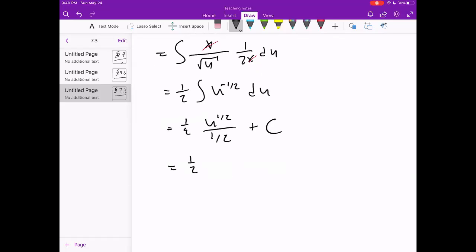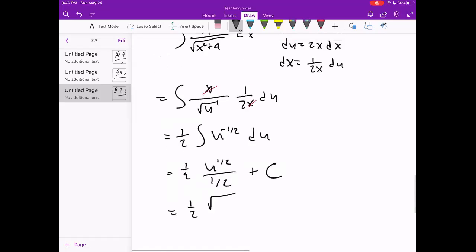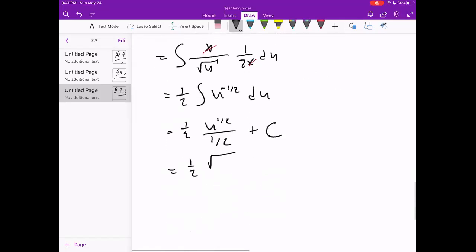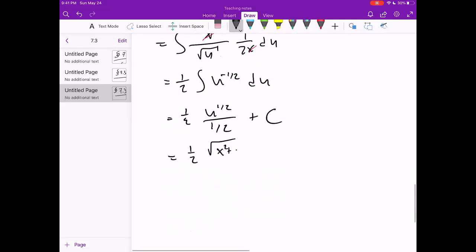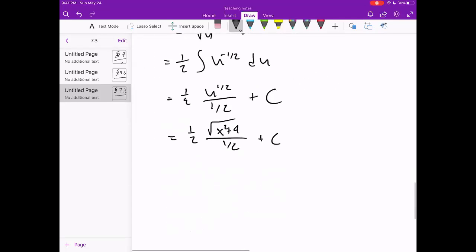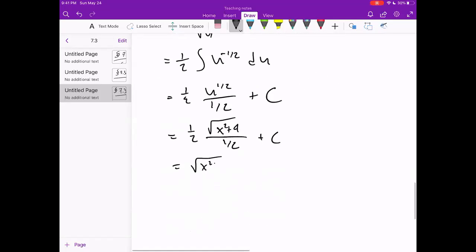So u to the 1/2, where u is x squared plus 4, divided by 1/2 plus a constant. The 1/2s cancel, and you get the square root of x squared plus 4 plus a constant. So you should always be on the lookout on your exams.